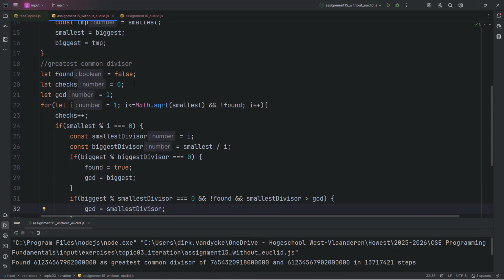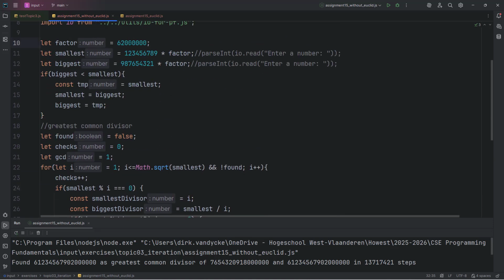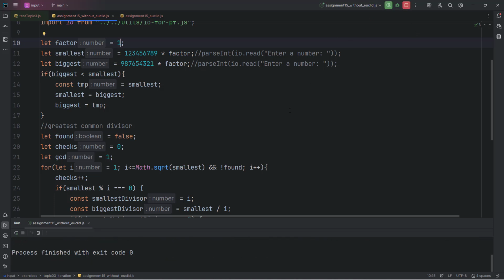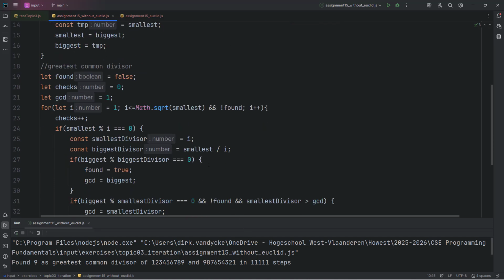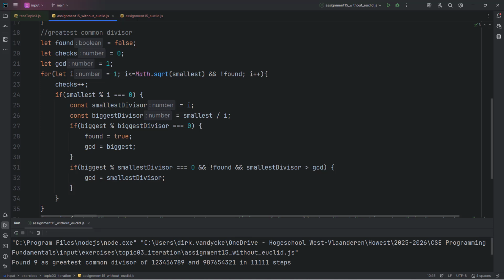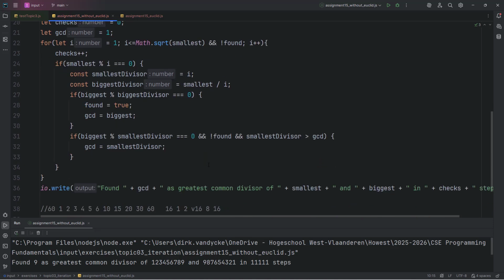Okay, because that's of course the big factor. Let's compare with just a small one, 9. And he found it in a little, well, we cut a little of the steps out of it. It was 11,000 and then some, but now it's just 11,111, so that's pretty okay, I guess. Finding the smallest divisor of some number, okay?